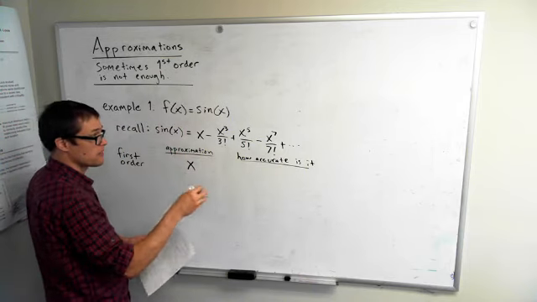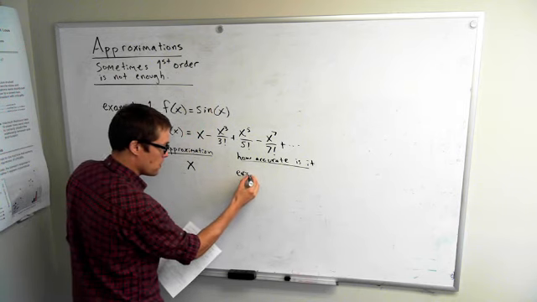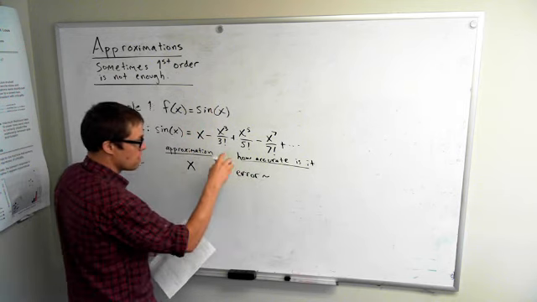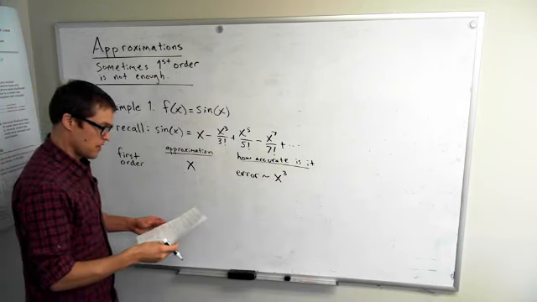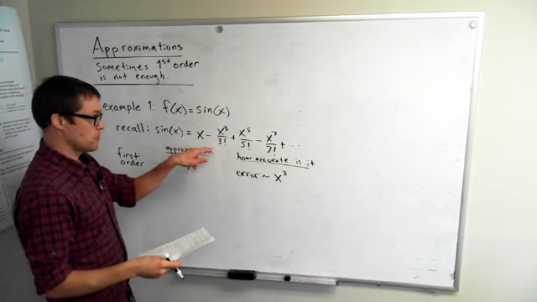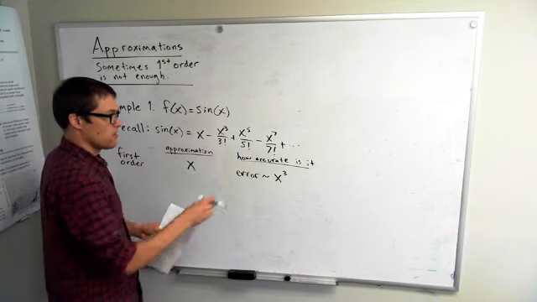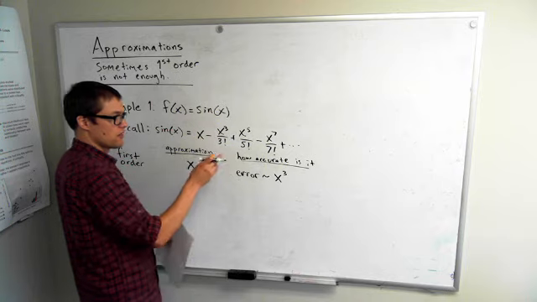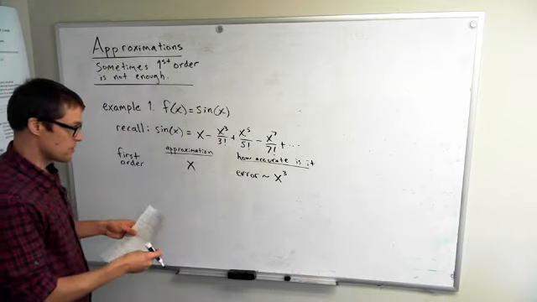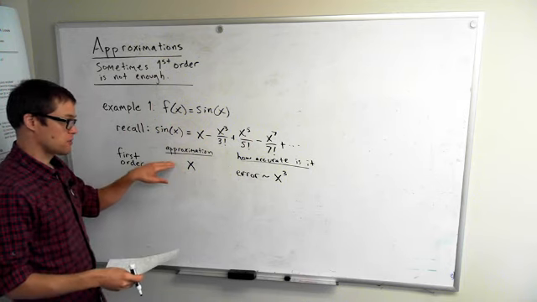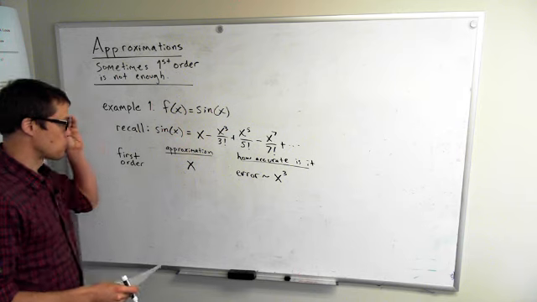How accurate is it? Well, it's got errors that are of order x cubed, right? So that is, the error is exactly equal to everything except for the x. But all of these things are much smaller than x cubed, so the error in this case is of order x cubed. So that's exactly how accurate your approximation is when you approximate sine x as being equal to x.